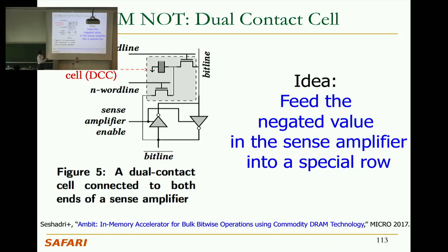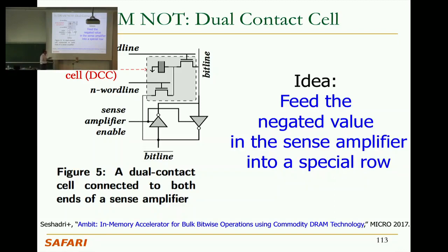The sense amplifier is actually a cross-coupled inverter. One side gives you the value. The other side is not really connected to anywhere, basically, but you have the complement. So you already have the NOT. What you need to do is feed that back into the array so that you can capture the complement value of a row that you've activated. And that's the idea. I'm not going to go into more detail, but this works.